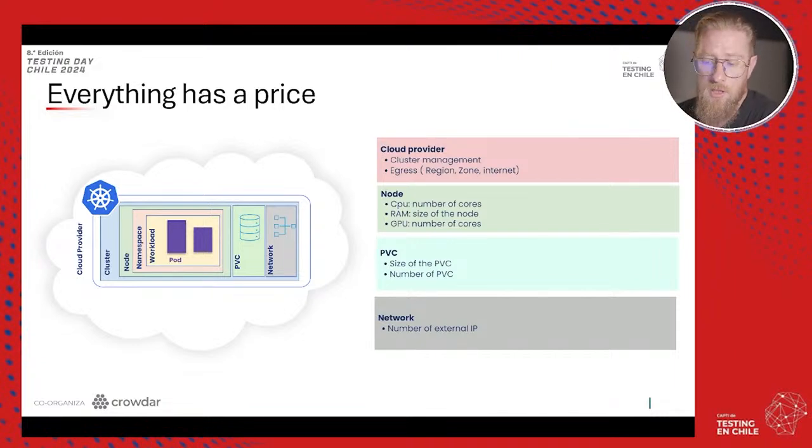And then if you need any storage, so PVC, storage always comes with a price. Depending on the size of the storage required and the number of storage, you will pay extra. And last is the network. So if you need to expose your application out of the cluster through an IP address, to have a public IP address, this will come, of course, with a price.